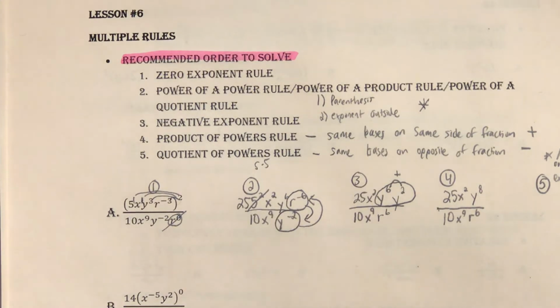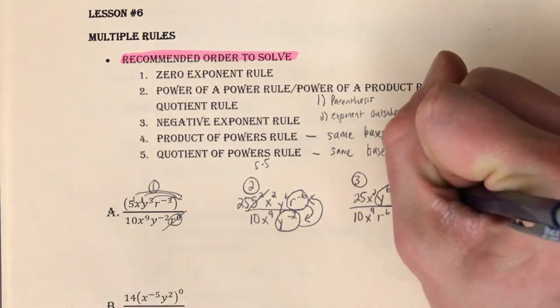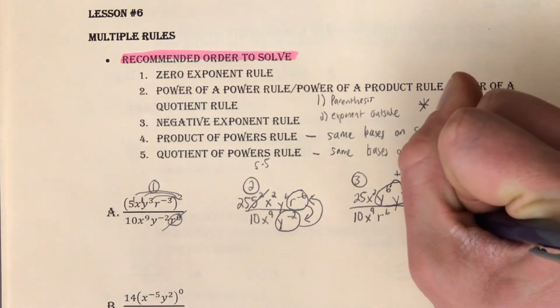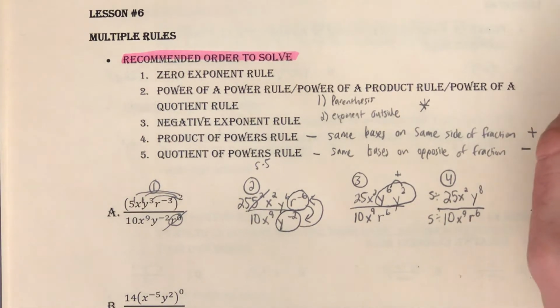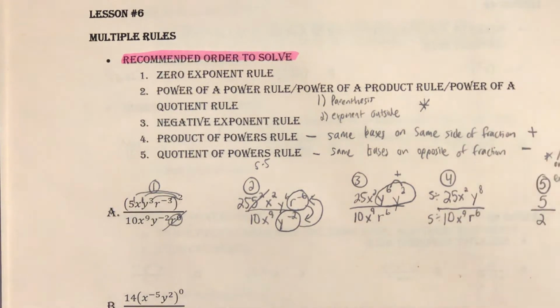So then my last step, step 5, is I'm looking for the quotient to powers rule. Quotient to powers rule says look for the same bases on opposite sides of the fraction. So when I look at the top and bottom, I always want to start with the coefficients. And as we talked about before, we're looking at those two numbers, 25 and 10, and saying, is there a common factor greater than 1 that we can divide them both by? And there is. 5 goes into both of those. So I'm going to divide 25 by 5, and I'm going to divide 10 by 5. So 25 divided by 5 is 5, and 10 divided by 5 is 2.